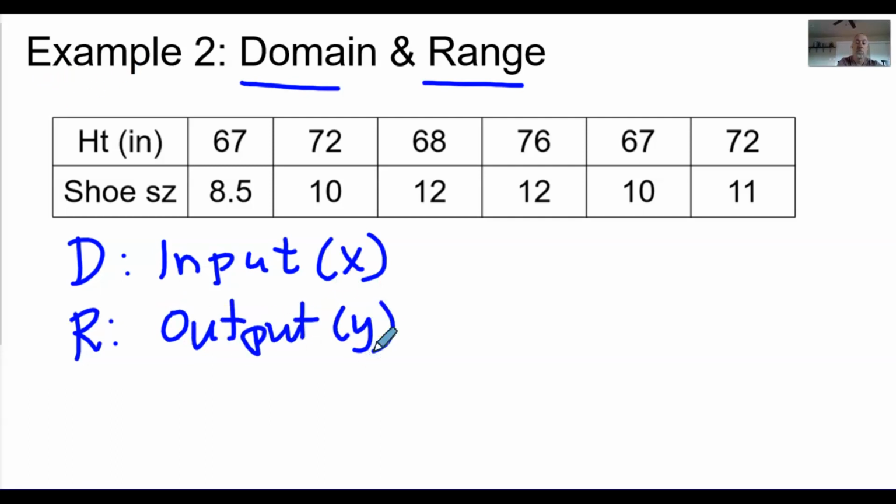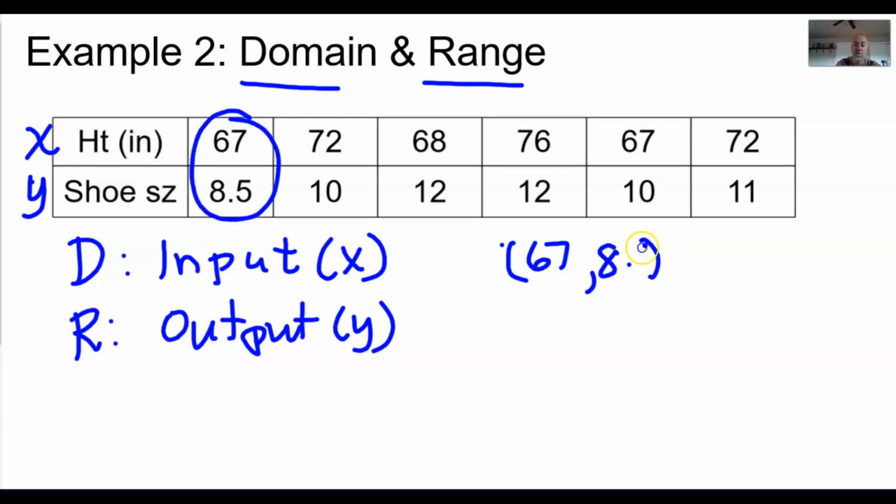So for this table of values that represents a person's height in inches and their shoe size, the input would be their height, and the output would be their shoe size. So the x is the height, the y is the shoe size. You can list each of these input, output, domain, and range values as an ordered pair, like 67 and 8.5.